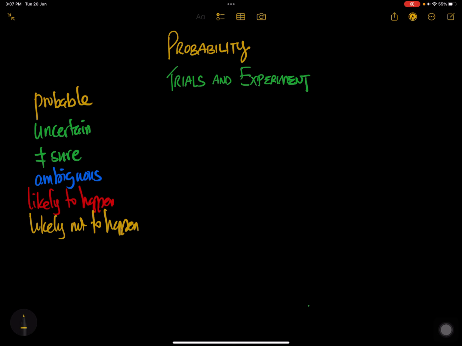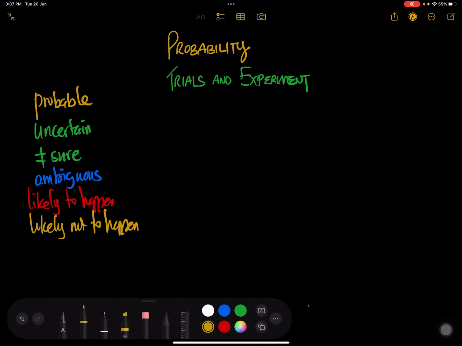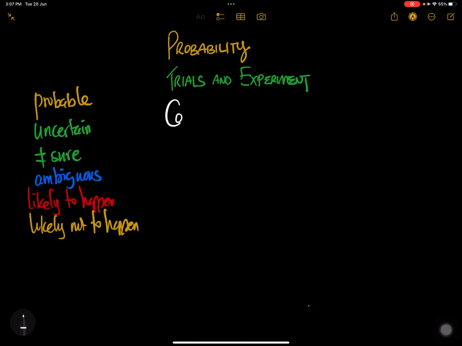So in probability, because of uncertainty, we can use trials and experiments to mitigate some of these uncertain outcomes, so that we can get close predictions and close outcomes to whatever we are trying to estimate. All right. Now there are different types of trials. Let's look at the coin experiment. I'm calling it the coin experiment. In most books, they'll call it the tossing of a coin.